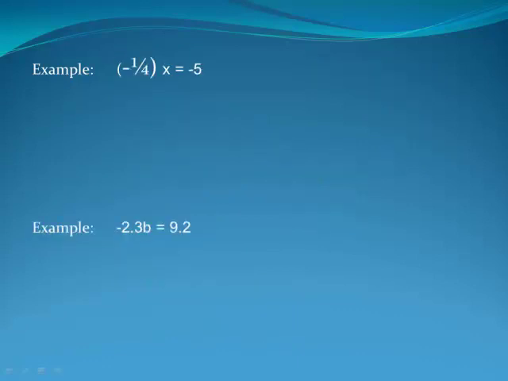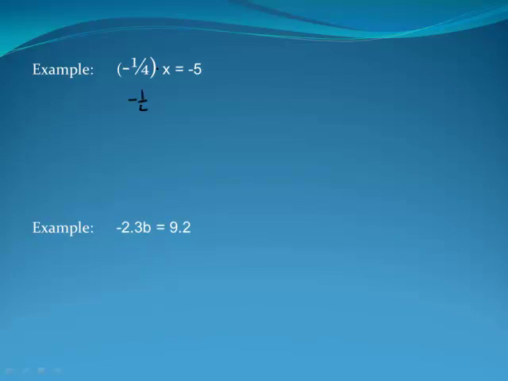All right, so let's look at these two examples. We've got -1/4 times x is equal to -5. Again, this problem is very similar. You've got a fraction multiplying the variable you're trying to solve for. So we're going to take the reciprocal and multiply both sides by the reciprocal.